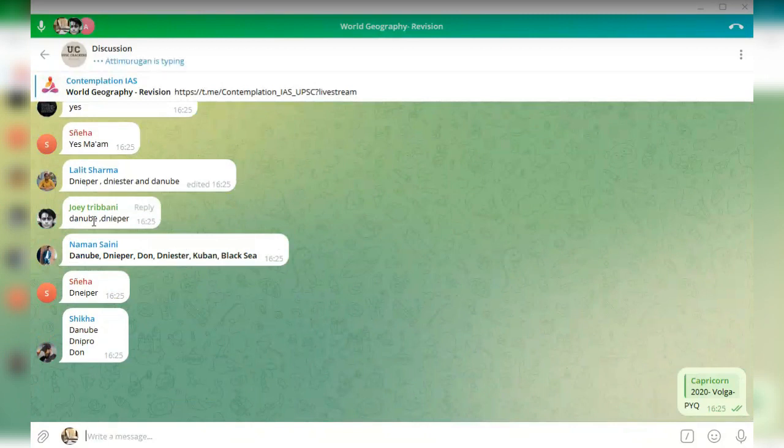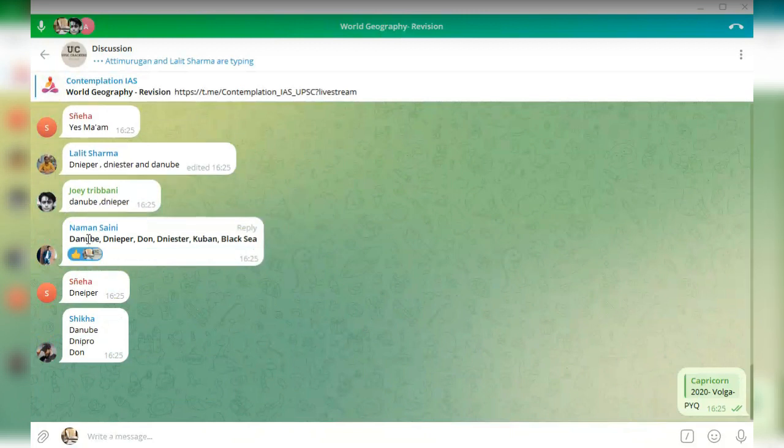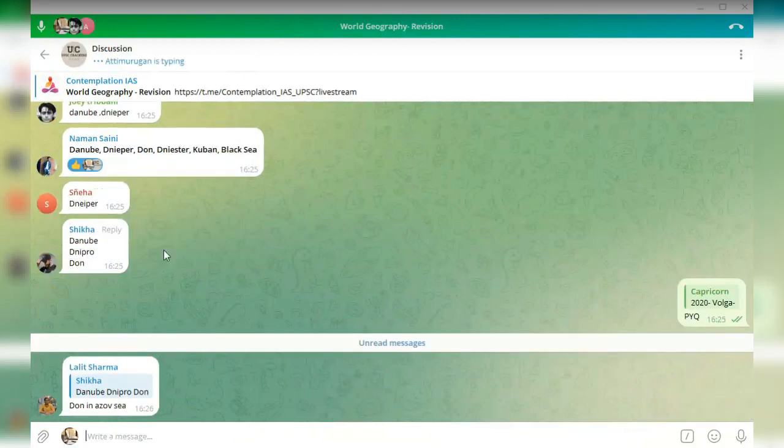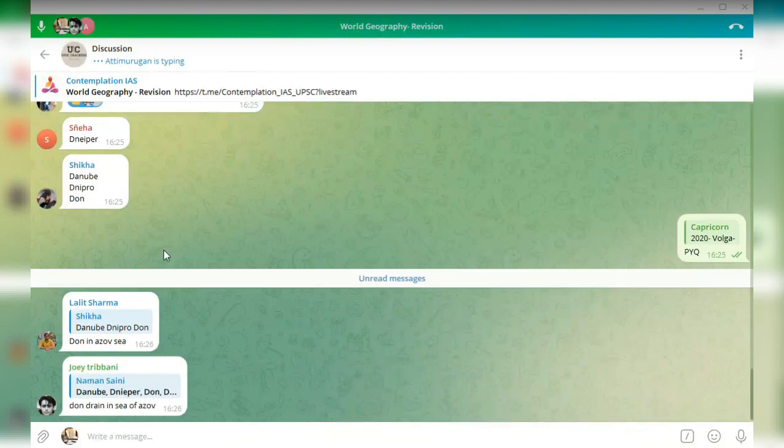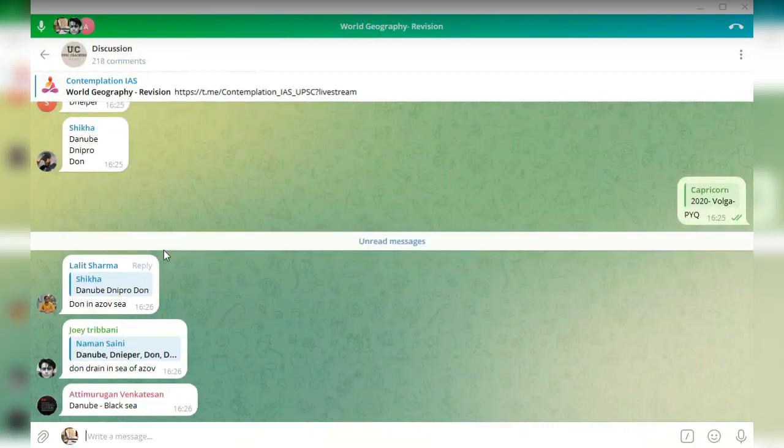Nipa, Nista, Janu, exactly, nice. Okay, so this is a comprehensive answer. You can copy and paste it or something like that. See, the Sea of Azov is a huge part of the Black Sea only. So even if Black Sea is given, that is correct. Even if Sea of Azov is given, it is correct. So don't worry about that.